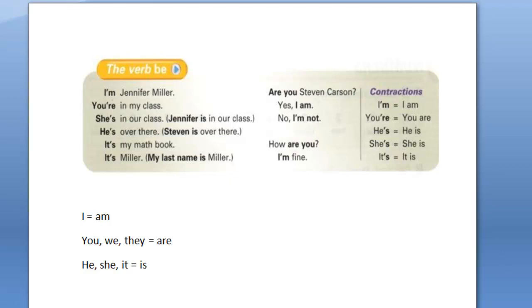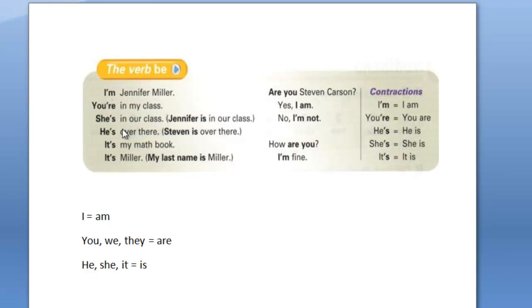I'm Jennifer Miller. You're in my class. She's in our class. Jennifer is in our class. He's over there. Stephen is over there. It's my math book. It's Miller. My last name is Miller.